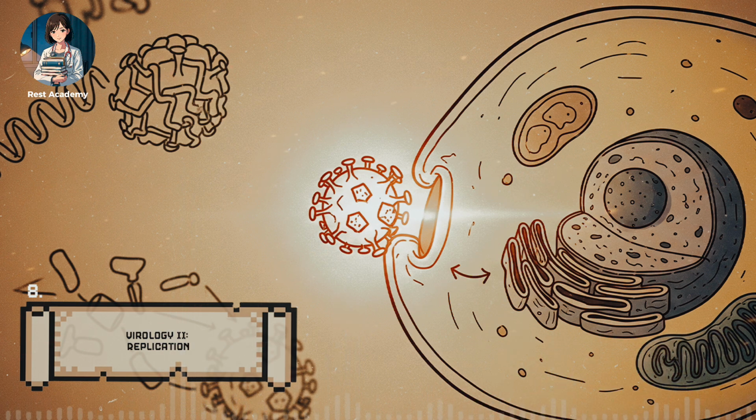Uncoating releases the genome, initiating the eclipse period, the interval when infectious particles are undetectable because the incoming virions have disassembled, but new ones have not yet formed. Where uncoating occurs depends on the virus. DNA viruses that rely on host polymerases often transport their genomes into the nucleus. Many RNA viruses uncoat in the cytosol to keep their replication machinery close to ribosomes and membranes.